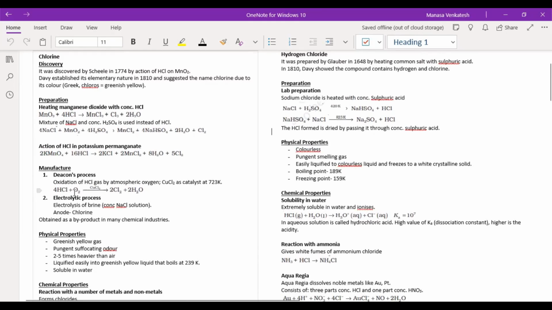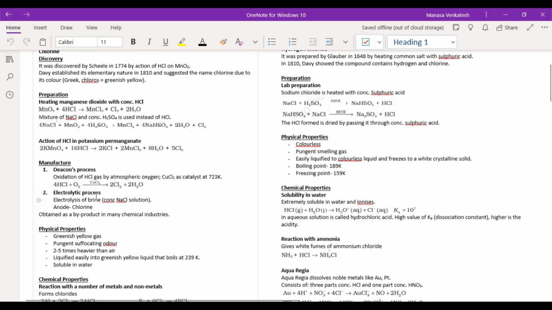So hydrochloric acid is undergoing oxidation in the presence of copper chloride as a catalyst to give us chlorine gas. The electrolytic process of concentrated sodium chloride solution, that is brine, will give us chlorine at the anode. And one more thing, it's obtained as a byproduct in various industries.